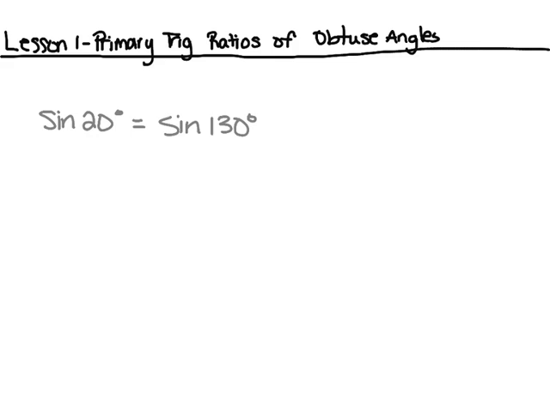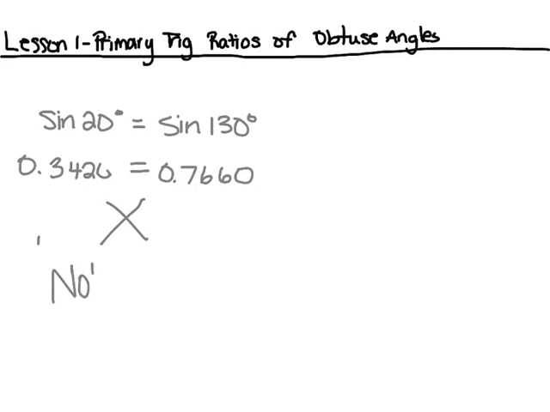So the sine of 20 degrees is equal to the sine of 130 degrees. To figure out if this is valid, we're going to type each into our calculator. Type in sine of 20, and you should get 0.3420. Type in the sine of 130, and you get 0.7660. These numbers do not equal each other, so this is not valid. So those angles are not supplementary.